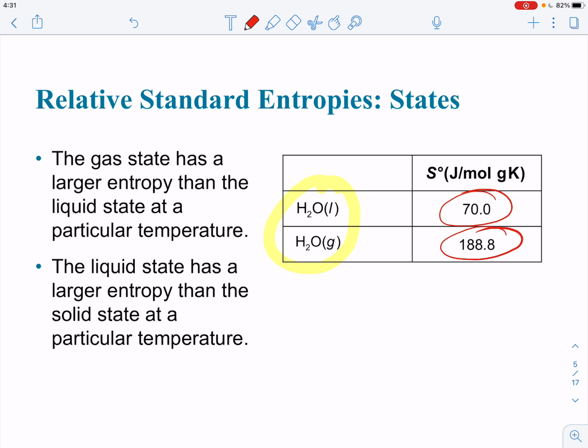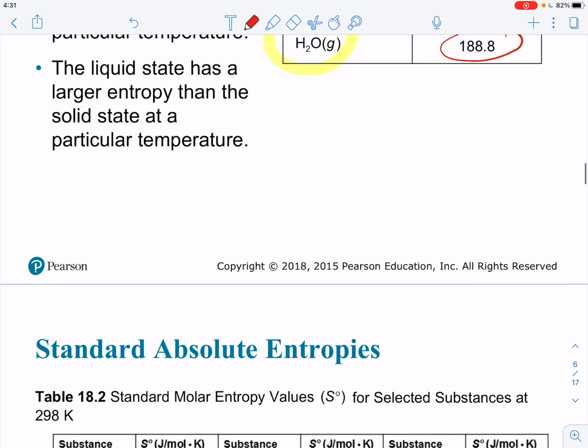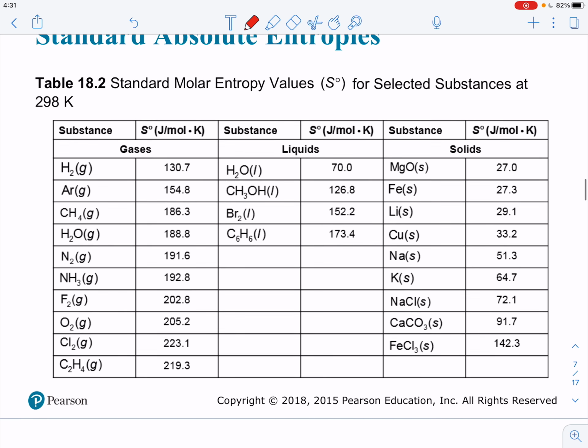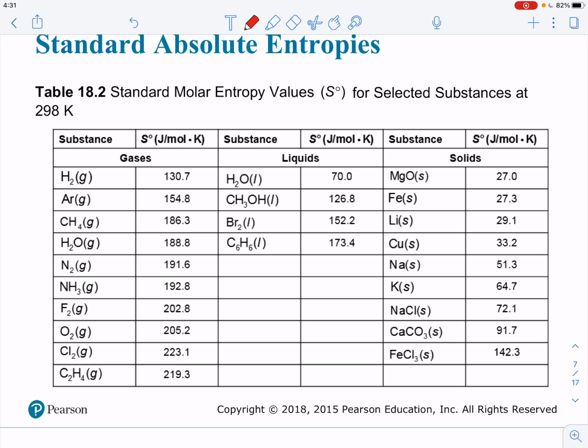Whenever you are comparing the same substance at different states of matter, the gas will be larger than the liquid, which will be larger than the solid. These are some examples of standard absolute entropies. And as I said before, they are standard entropies, and that's why you have this temperature. This is 25 degrees Celsius.